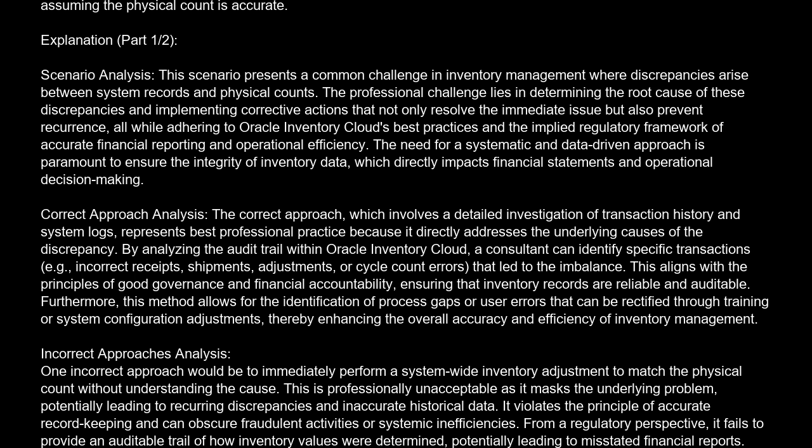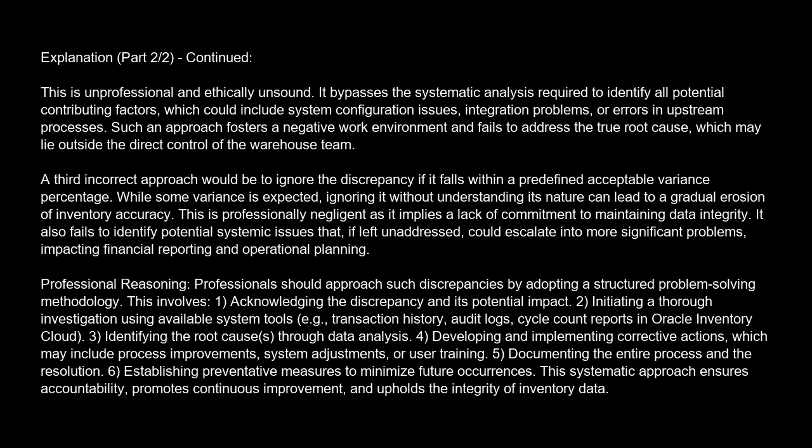Incorrect approaches analysis. One incorrect approach would be to immediately perform a system-wide inventory adjustment to match the physical count without understanding the cause. This is professionally unacceptable as it masks the underlying problem, potentially leading to recurring discrepancies and inaccurate historical data. It violates the principle of accurate record keeping and can obscure fraudulent activities or systemic inefficiencies. From a regulatory perspective, it fails to provide an auditable trail of how inventory values were determined, potentially leading to misstated financial reports. Another incorrect approach would be to solely blame the warehouse staff for the discrepancy without further investigation. This is unprofessional and ethically unsound.